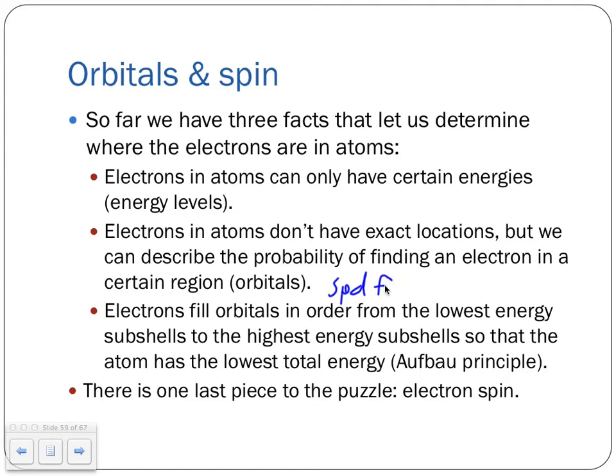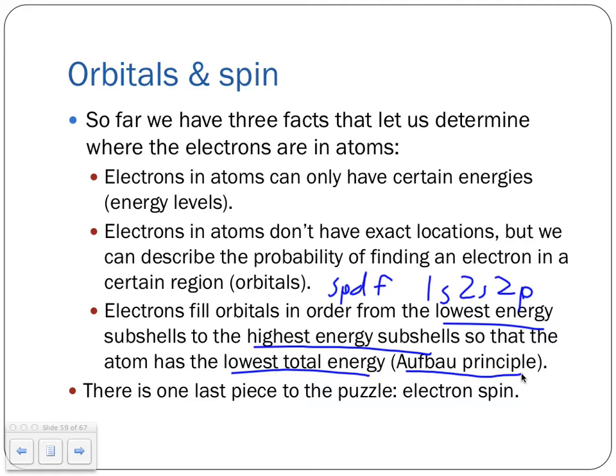The next thing is that electrons fill the orbitals in these orbital shapes in order from the lowest energy subshells to the highest energy subshells. And remember, subshells are like your 1s, your 2s, your 2p, an energy level with an orbital shape that goes together. But they always fill from the lowest energy subshells to the highest in order so that the atom has the lowest total energy. And that's the Aufbau principle, the building up principle in German.